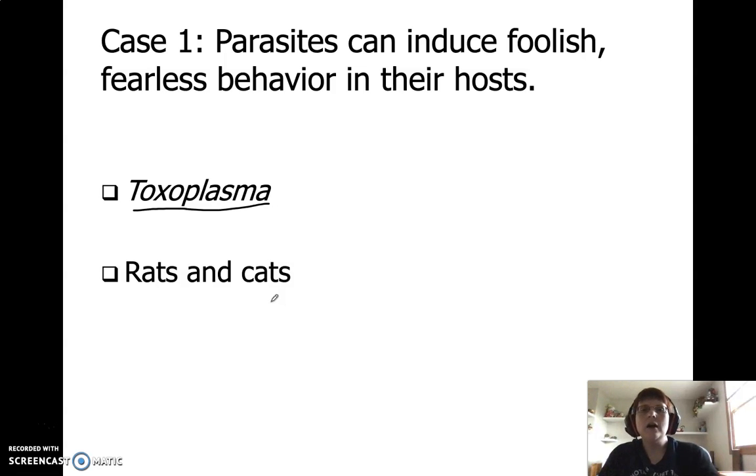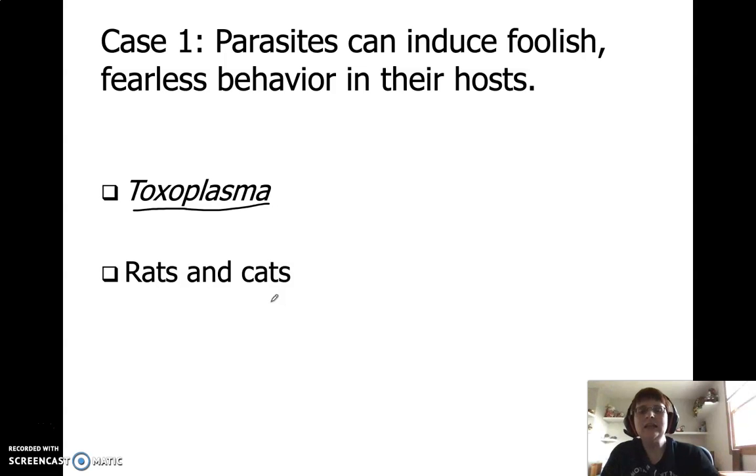This is why it is not recommended for pregnant women to empty cat litter boxes, because it can be transferred to us. The only time it's dangerous to humans is actually during pregnancy. The rest of the time, there's no harm in us being infected with this parasite. So what does this parasite do?